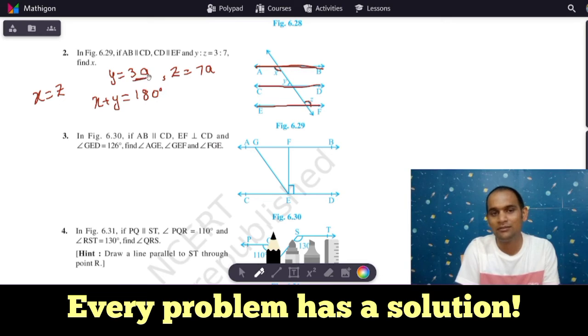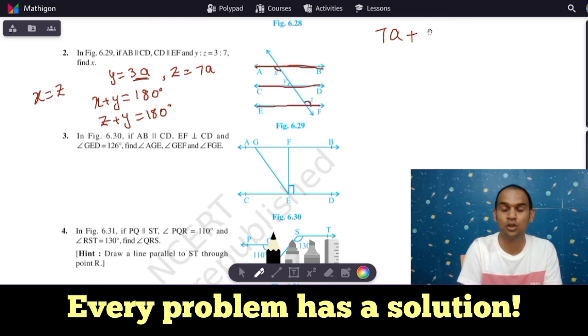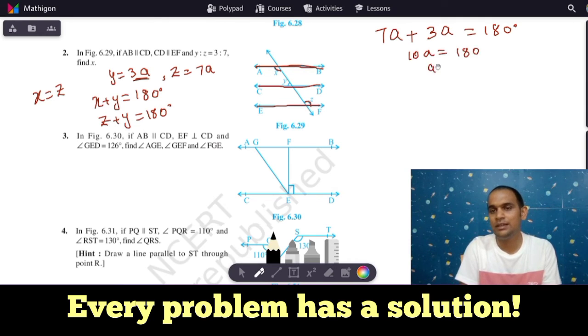Now, as you can see, we have the values of Y and Z. So since X equals Z, instead of X, I will put Z plus Y equals 180 degrees. Now, what is the value of Z? 7A. A is the common factor. You must mention that A is the common factor. Then Y equals 3A. That equals 180 degrees. So 7A plus 3A is 10A equals 180. So A will be equal to 18 degrees.